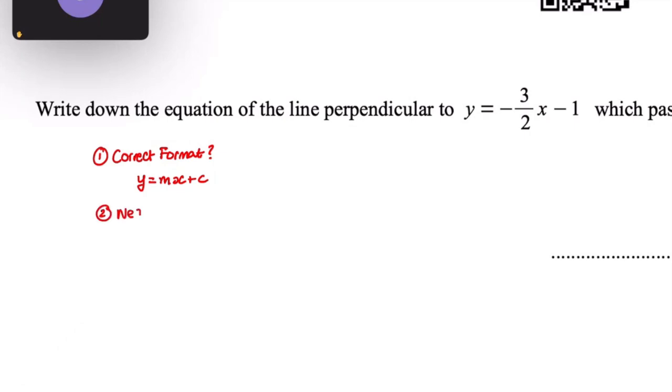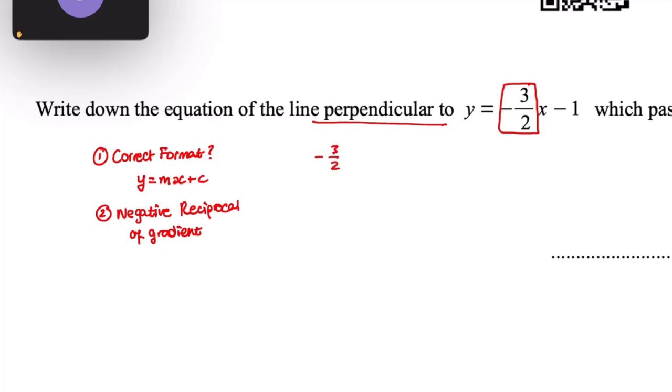Secondly, we need to work out the negative reciprocal because we're dealing with perpendicular lines. The gradient is the number before the x. So we need to work out the negative reciprocal of negative 3 over 2. We're going to switch these two around, so it becomes negative 2/3, and then it needs to change sign. It's negative at the moment, so it needs to become positive. So our answer is just 2/3 for the negative reciprocal.